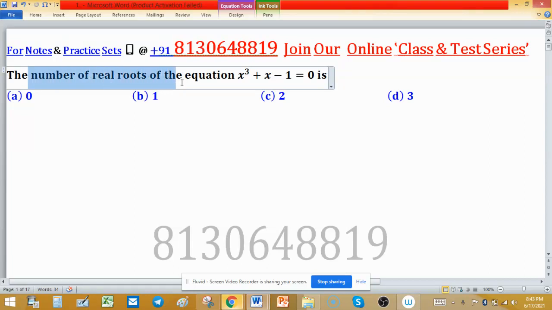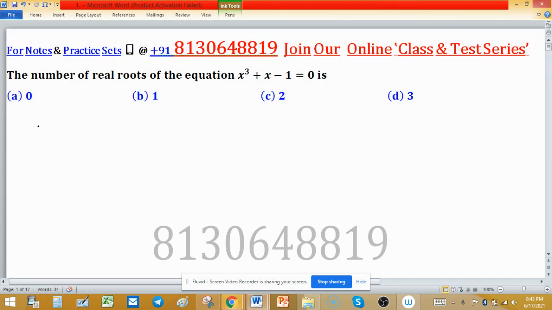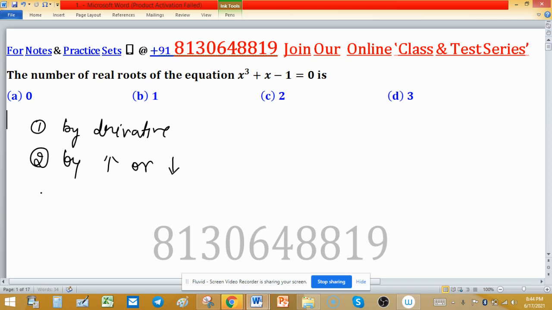The number of real roots of the equation x cube plus x minus 1 equal to 0 is. To answer this question, we have many methods. First is by the derivative method. Second is by the increasing or decreasing method. Number 3 is by change of sign.